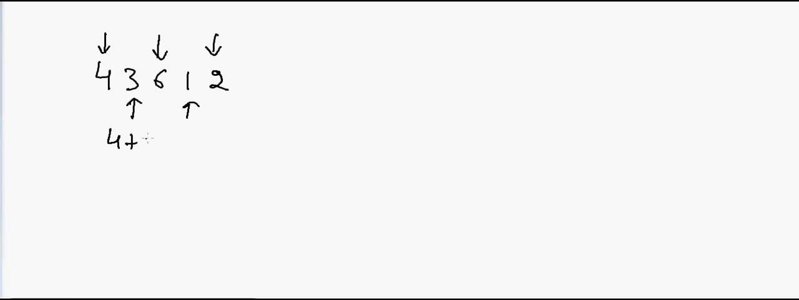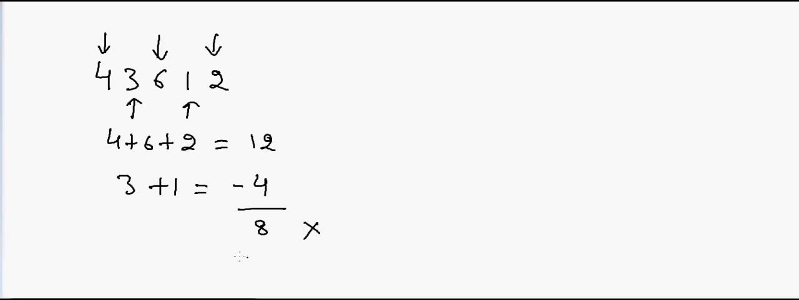Let's take another example. If I have 4 3 6 1 2, in that case 4, 6, 2 and 3, 1. So 4 plus 6 plus 2 is equal to 12, and 3 plus 1 is equal to 4. If I subtract, that will give me 8, and 8 is not divisible by 11, so this number is not evenly divided by 11.